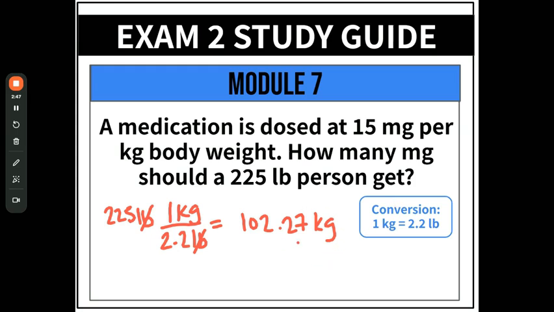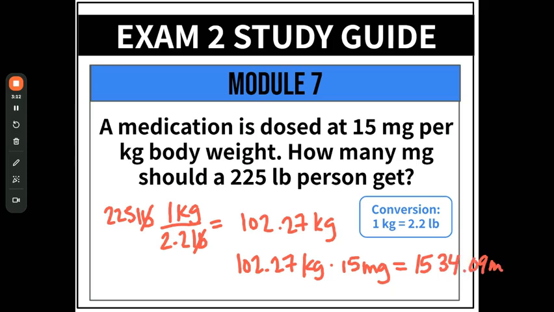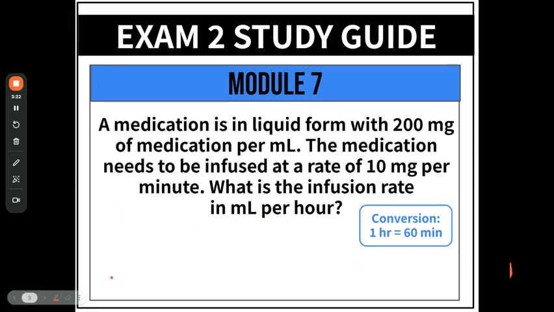Okay, so now that we have kilograms of body weight, we want to know how many milligrams they should get. So if this is the body weight in kilograms, we can multiply that by the number of milligrams per kilogram. And that's going to give us 1,534.09 milligrams.